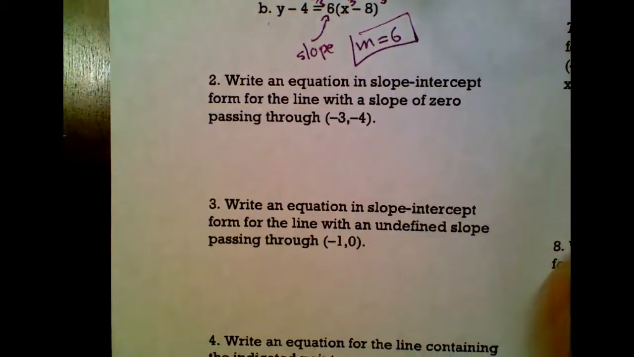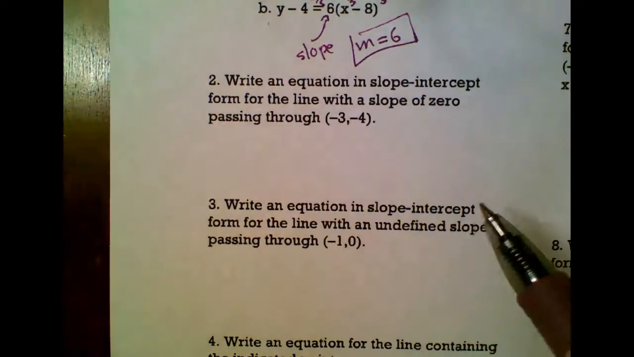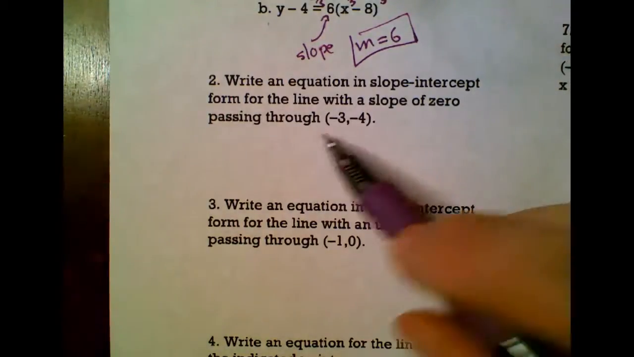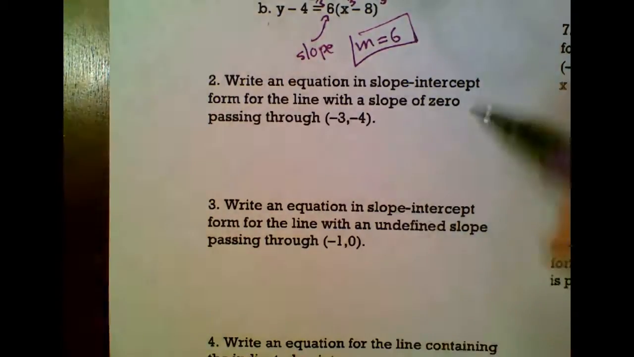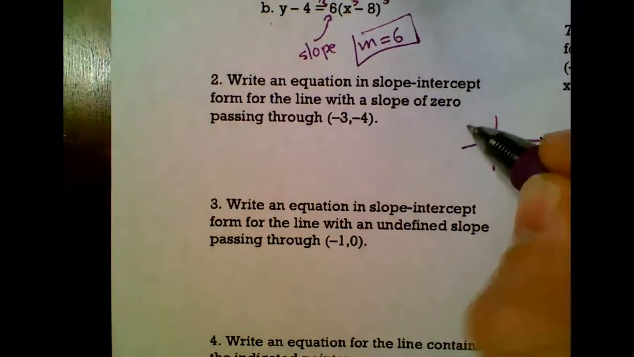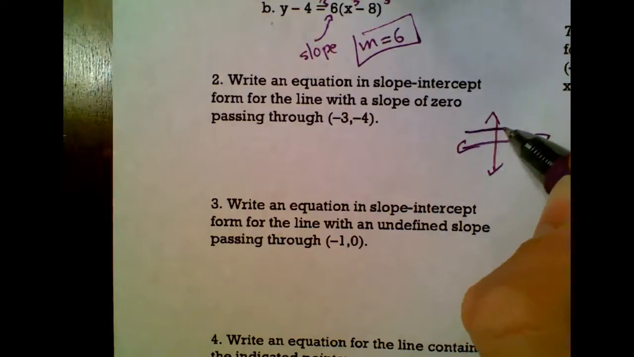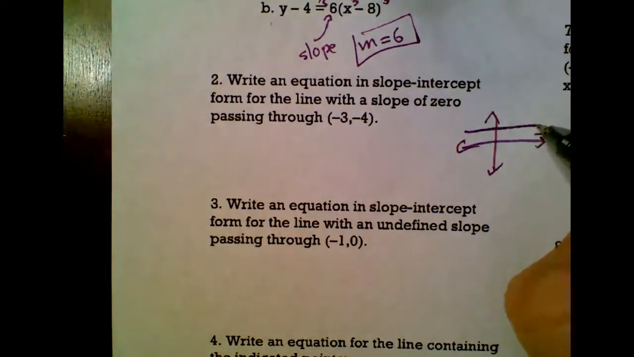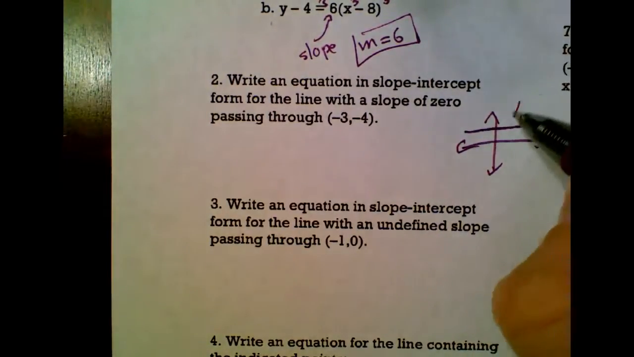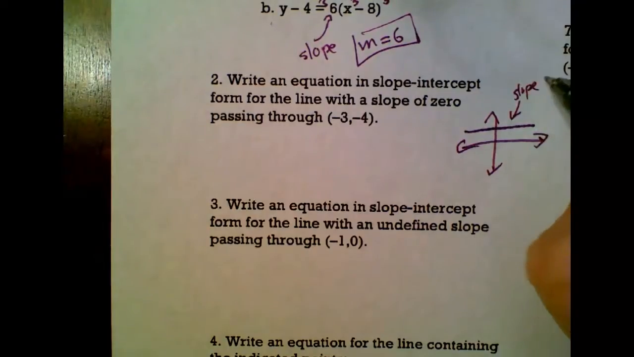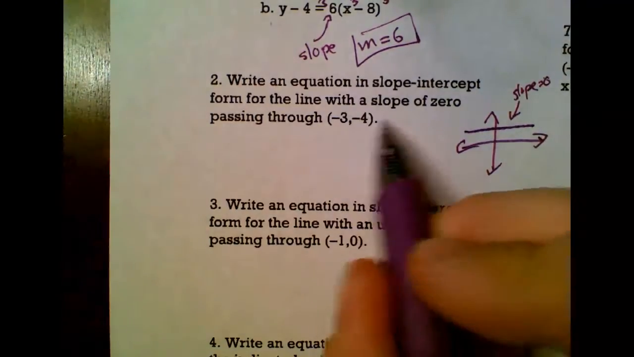Moving on to number 2. Number 2 says write an equation in slope-intercept form for the line with a slope of 0 passing through the point negative 3, 4. Well, a slope of 0, if you were to graph that, it would be a horizontal line. That's a slope of 0. Now don't get that confused with the vertical line. This is the slope of 0 right there.